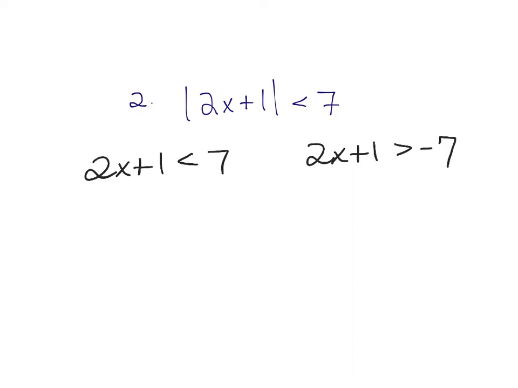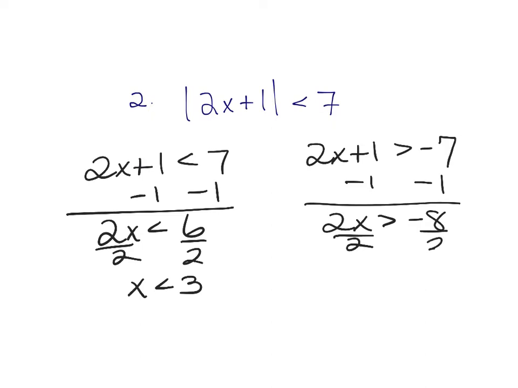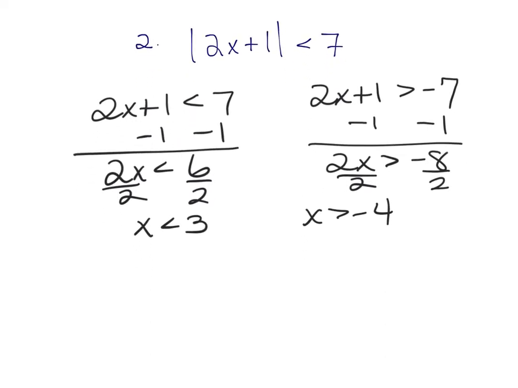So now I'm going to solve each one. Subtract 1 from both sides. Divide by 2. And x is less than 3. I now need to solve the other one. 2x is greater than negative 8, divide by 2, and x is greater than negative 4. Now, I need interval notation here, so let me go ahead and graph it, so that I will know if it's going to be the intersection or the union.